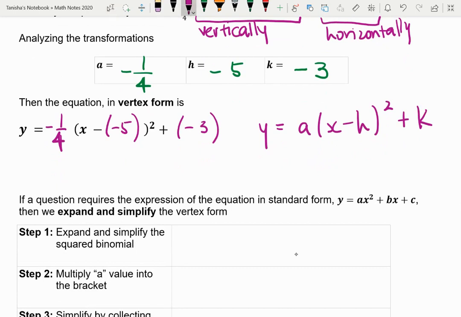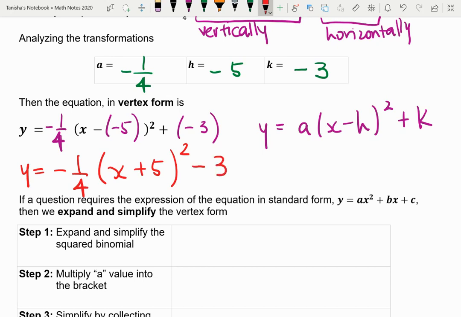Okay, this is correct, but as we always say when we're doing these types of problems where we have to substitute values into an equation, we don't like those double signs right beside each other. So we want to simplify that. y equals negative 1 over 4 times x minus negative 5 is the same as writing plus 5 squared plus negative 3. That's going to give us a minus 3.